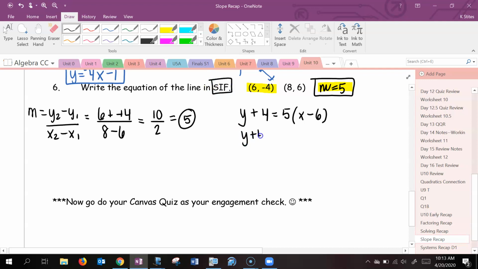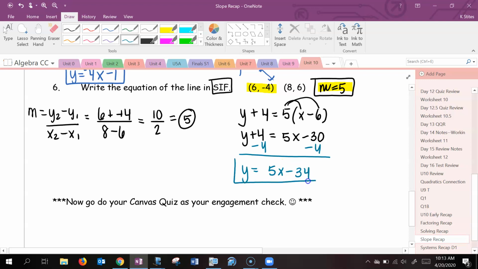So now I'll go ahead and I will distribute. 5 times 6 is 30, and it's negative. And then I will subtract my 4 over. And -30 minus 4 is -34. Okay, and there you go. That's your slope-intercept form.